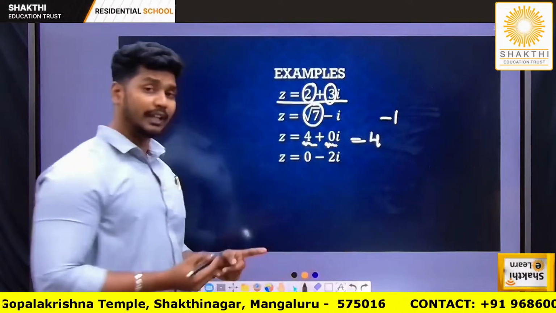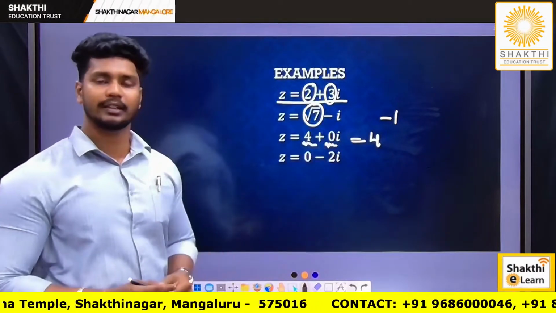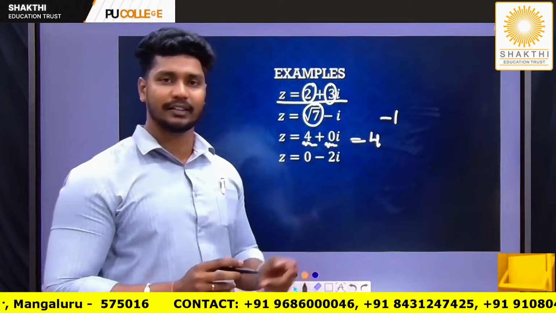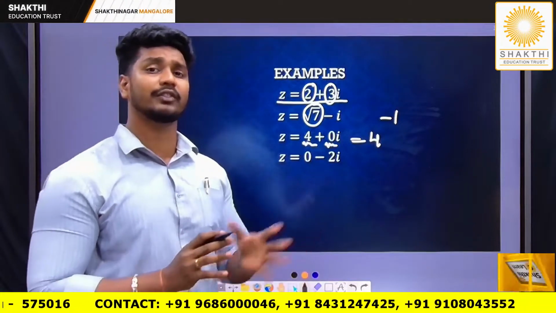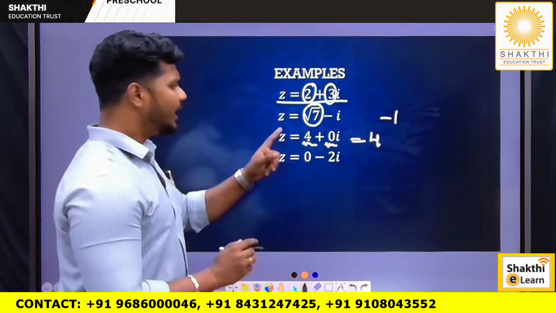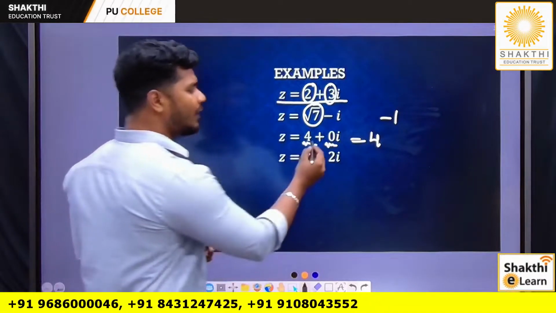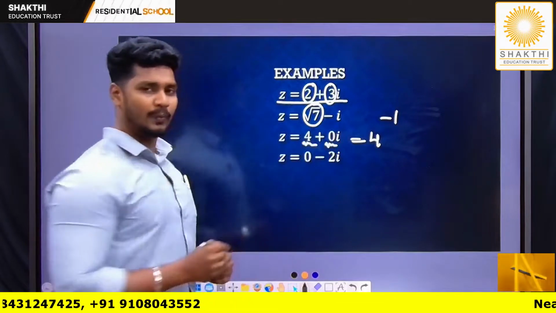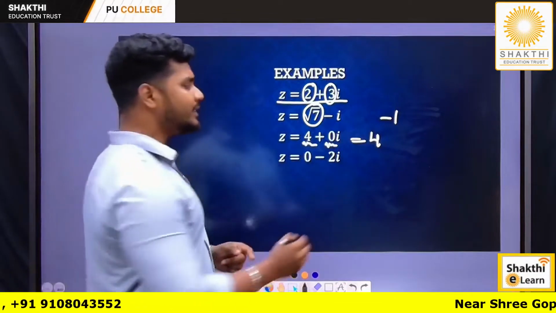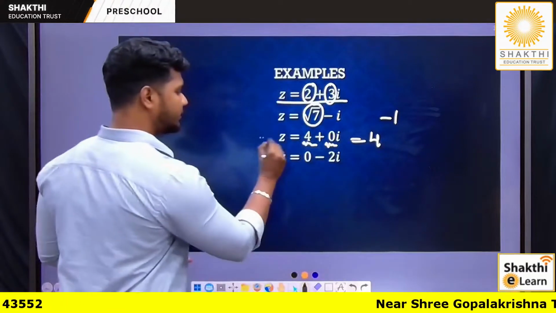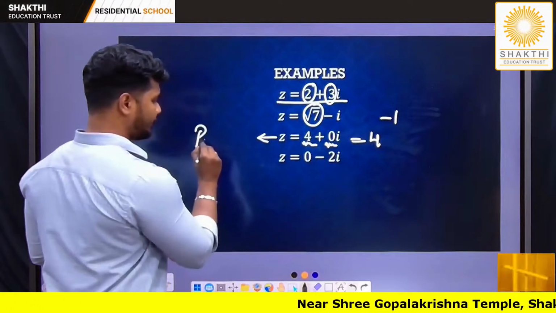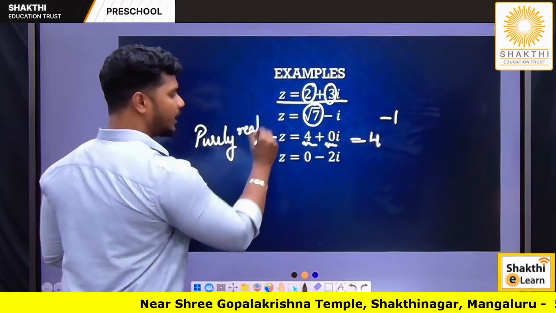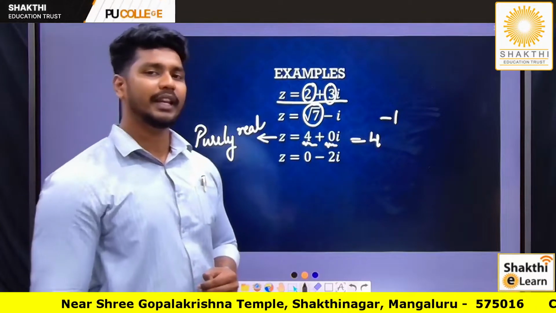It tells us the real part can also be a complex number, which means the real numbers are a subset of the complex numbers. The same way here, one more thing to say: if I'm having 4 plus 0i, I can say the imaginary part is 0. There is no imaginary part. Such kinds of numbers are called purely real because they don't have any imaginary part.